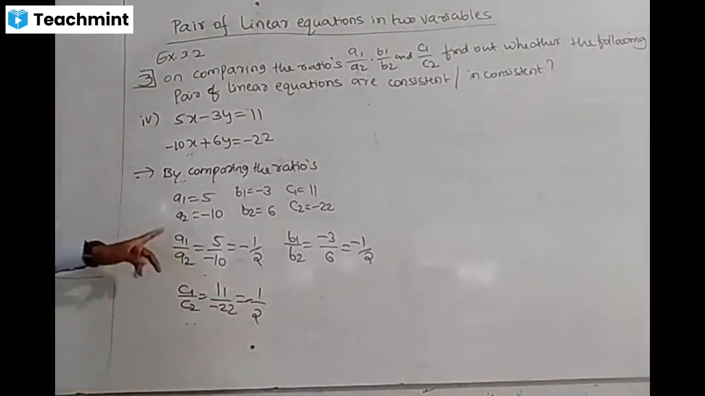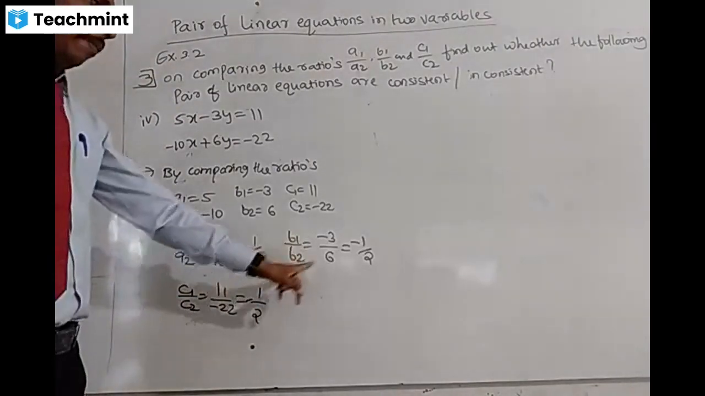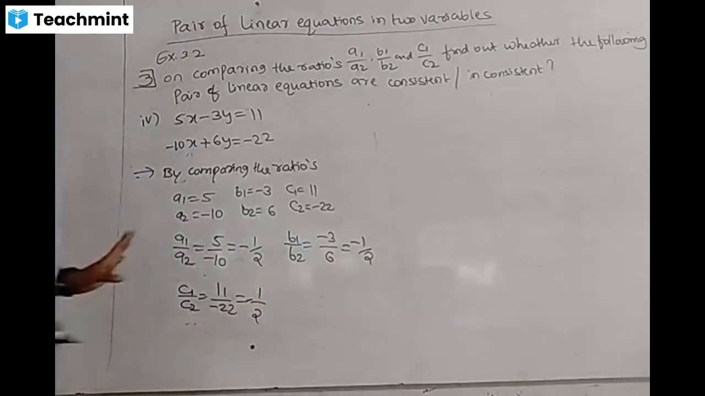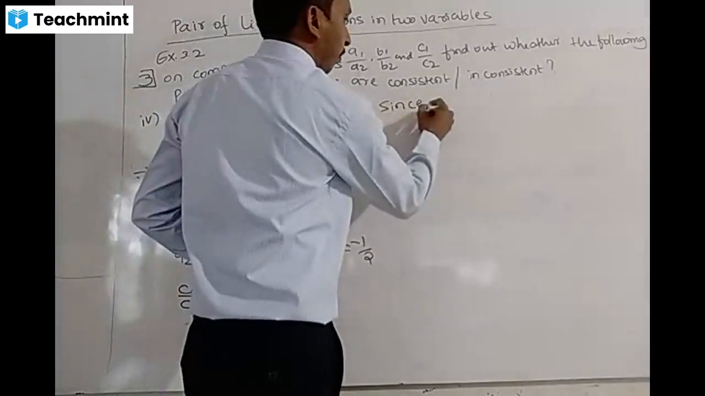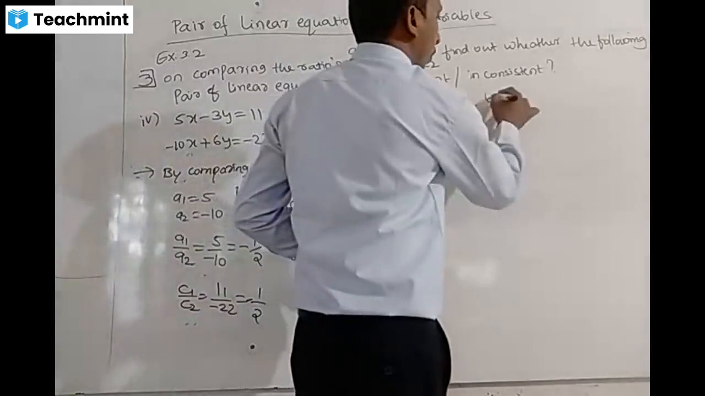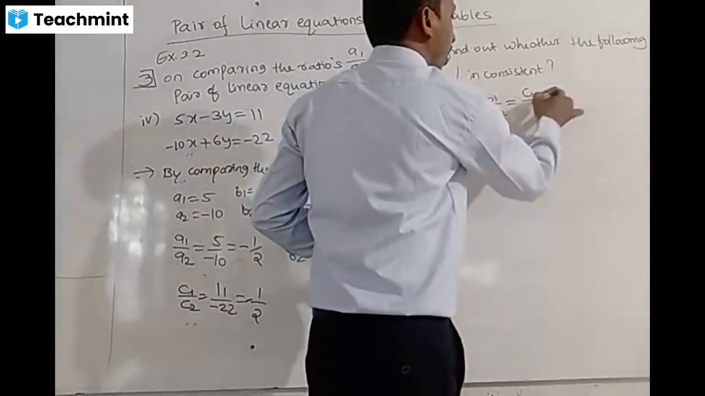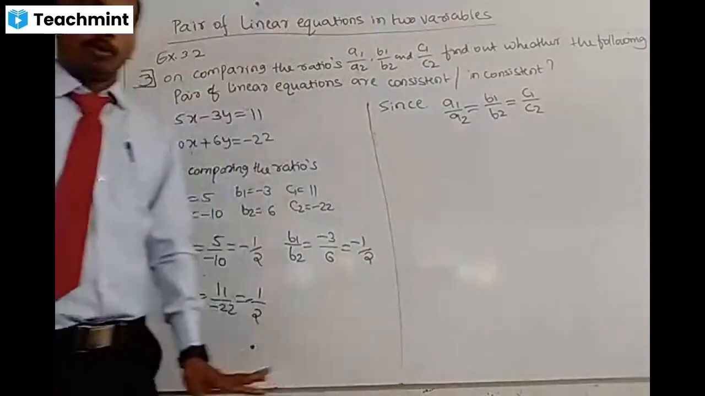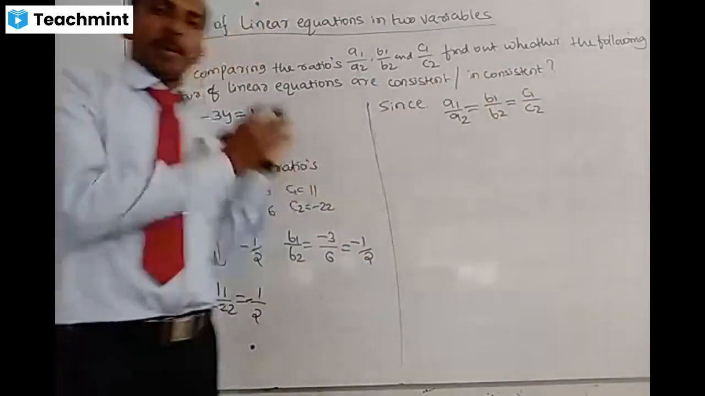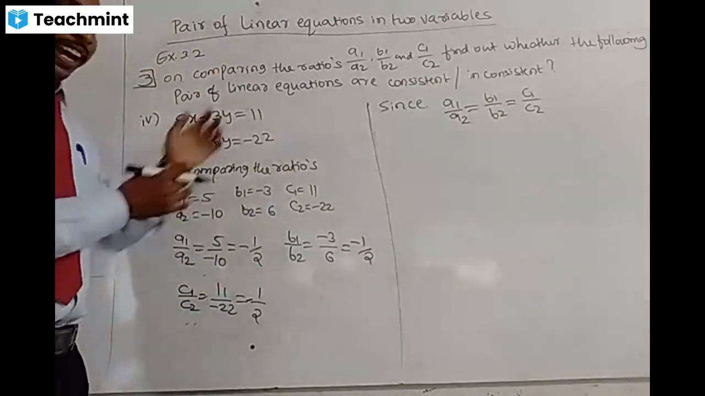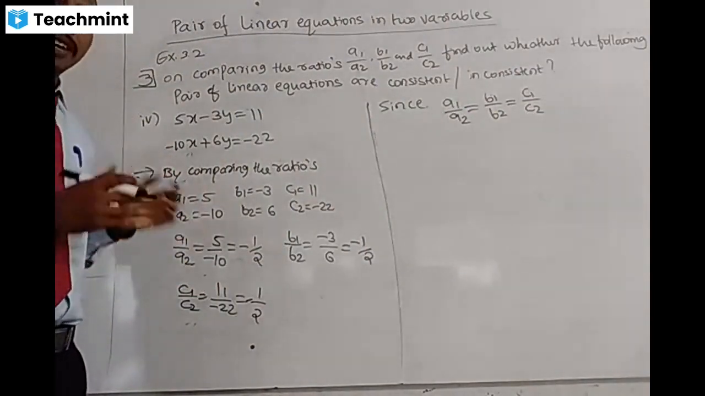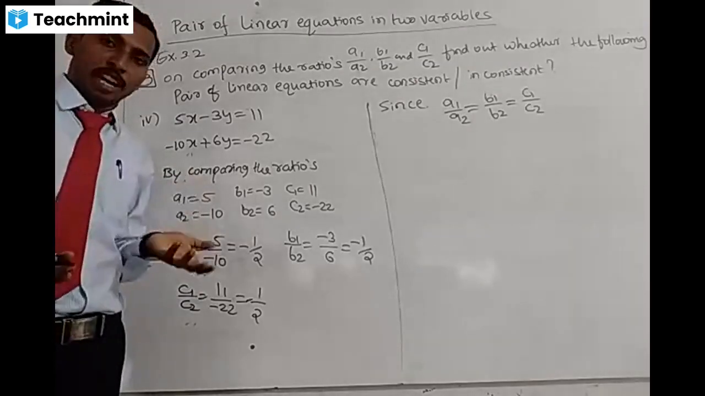Now see that a1 by a2 is -1 by 2, b1 by b2 is -1 by 2, and c1 by c2 is -1 by 2. So all are the same: a1 by a2 is equal to b1 by b2 is equal to c1 by c2. If so, the pair of given equations represent coincident lines, because they have infinitely many solutions.